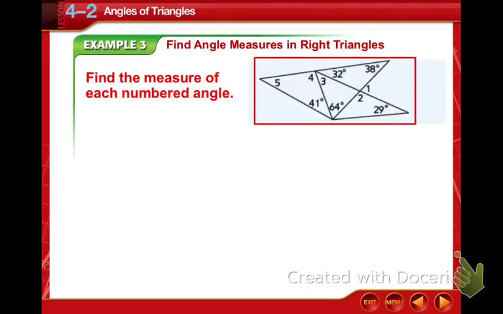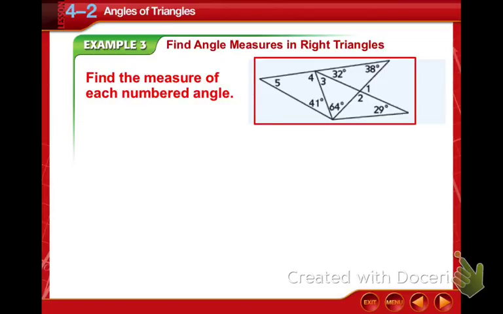So here we need to find the measure of each numbered angle once again. But now we're going to use all of the things we've looked at together. We're going to look at the exterior angle theorem combined with the triangle angle sum theorem, as well as knowing that vertical angles are congruent, and knowing that linear pairs are supplementary. So all those things are combined into one for this problem.